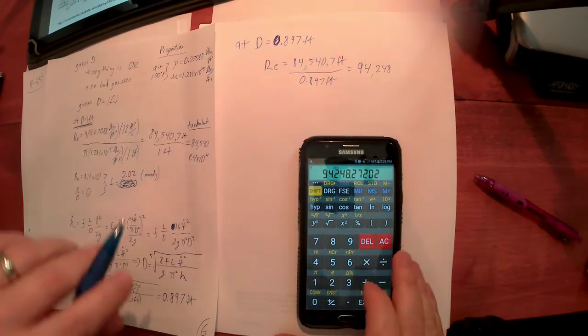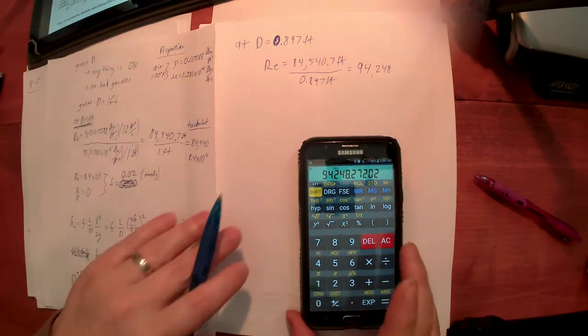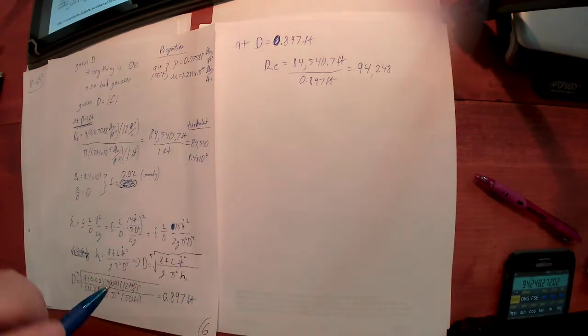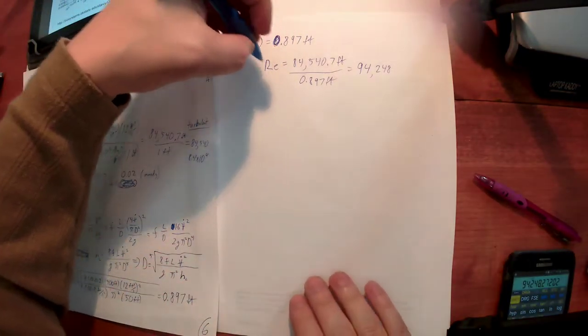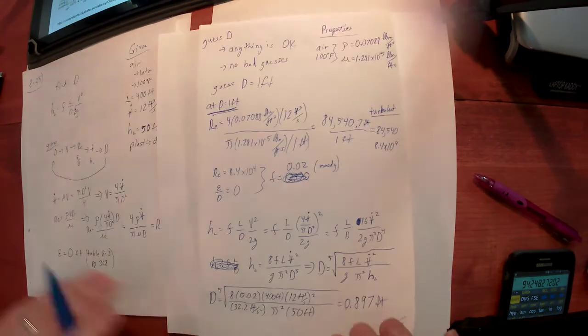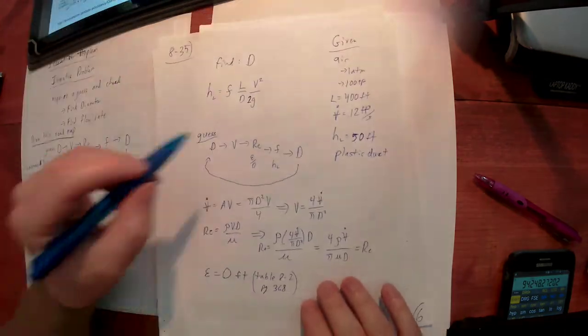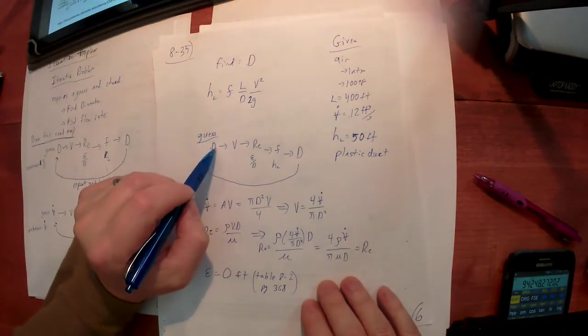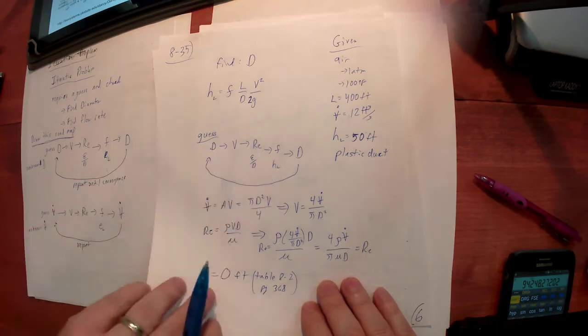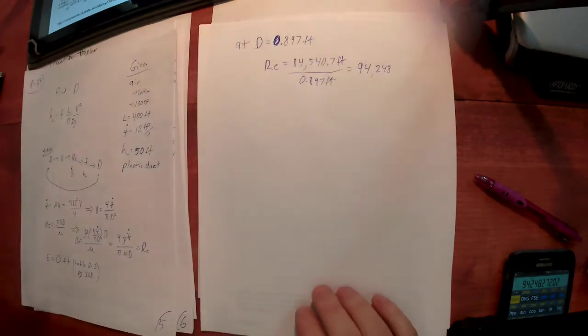So we should be able to finish in this video. So I've got a better guess for my Reynolds number now, based on a better guess of diameter. What are we trying to do? Well, again, I've got a better guess for diameter. Now I've got a better guess for Reynolds number. Let's get a better guess for my friction factor.